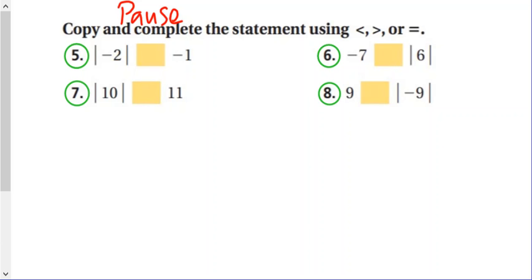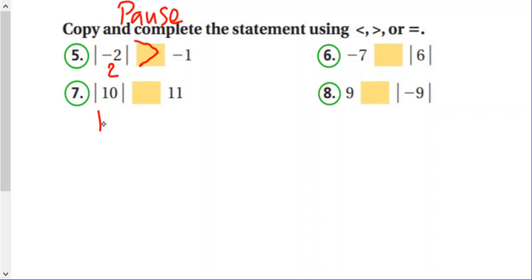Alright, let's see how we did. Again, when we're comparing numbers with absolute value, we need to solve for the absolute value of the number and then compare. So the absolute value of negative 2 is 2. So basically we're comparing 2 and negative 1. Okay? So if we compare the absolute value of negative 2, which is 2, to negative 1, then we can say 2 is greater than negative 1.